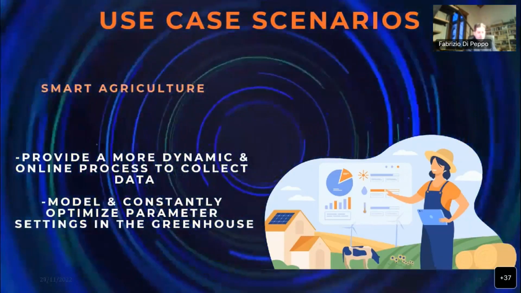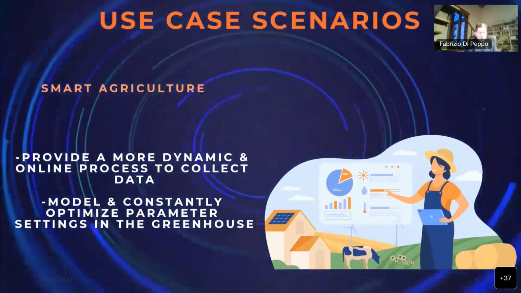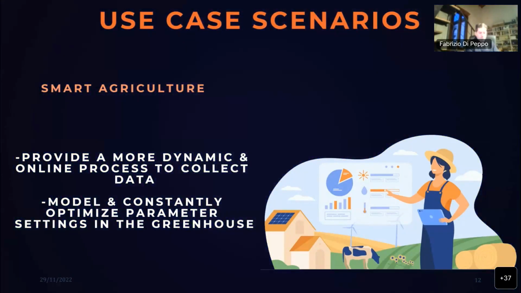As greenhouses require more and more parameters to be set by the grower, the smart agriculture use case will demonstrate a more dynamic, online process to collect data and model constantly optimized parameter setting in the greenhouse.